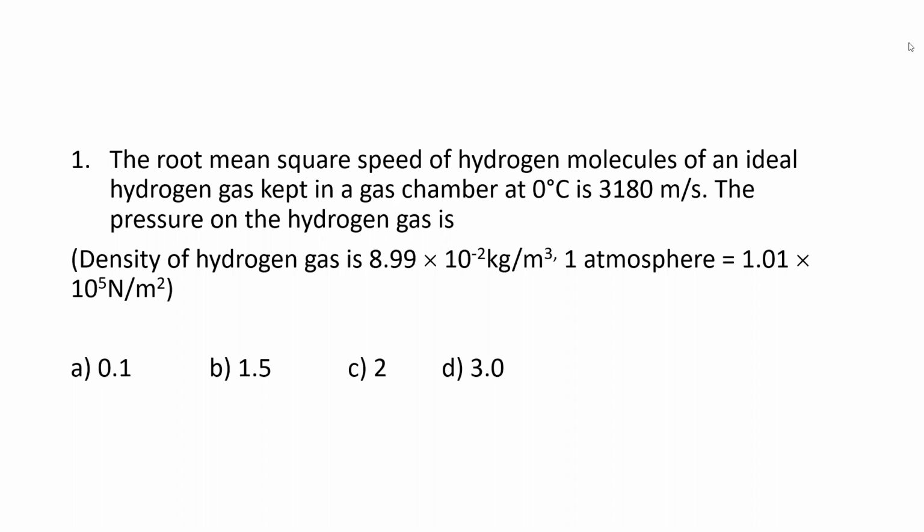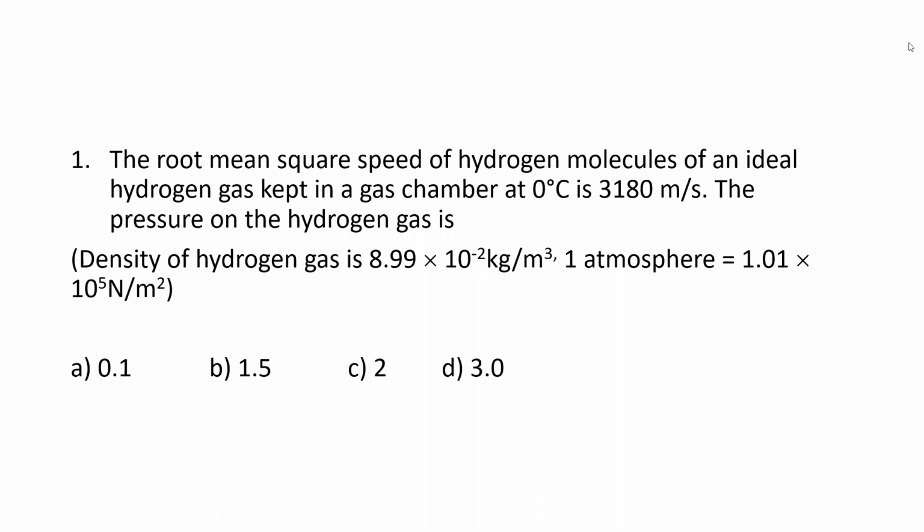The first question is: the root mean square speed of a hydrogen molecule of an ideal hydrogen gas kept in a gas chamber at 0 degrees Celsius is 3180 meter per second. So the root mean square value of hydrogen gas is given. It is kept in a gas chamber at 0 degrees Celsius. We need to calculate the pressure on the hydrogen gas.